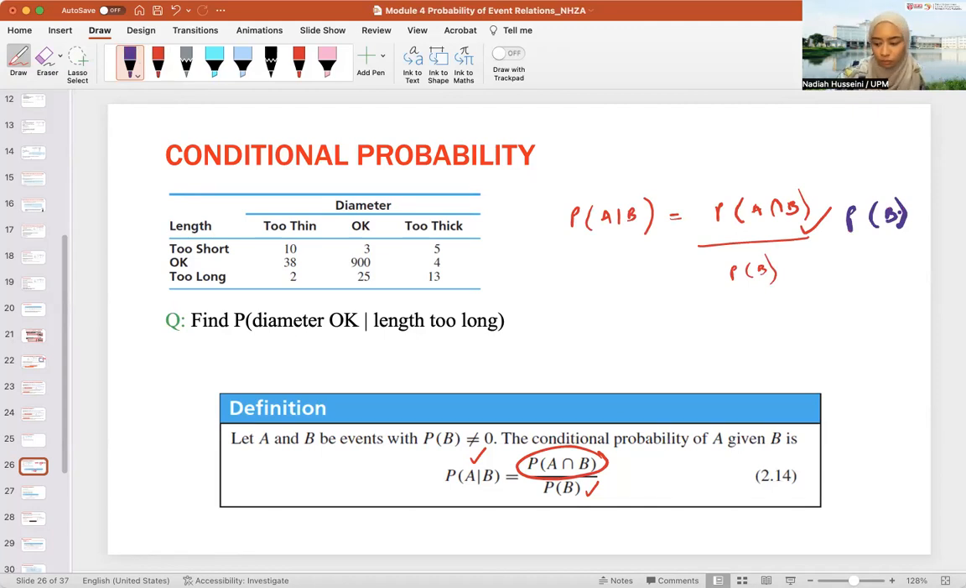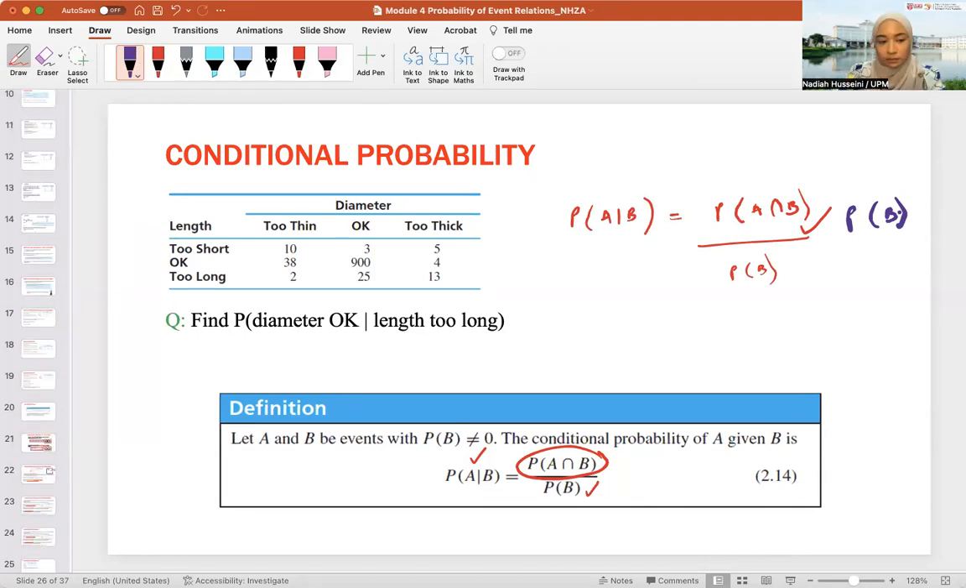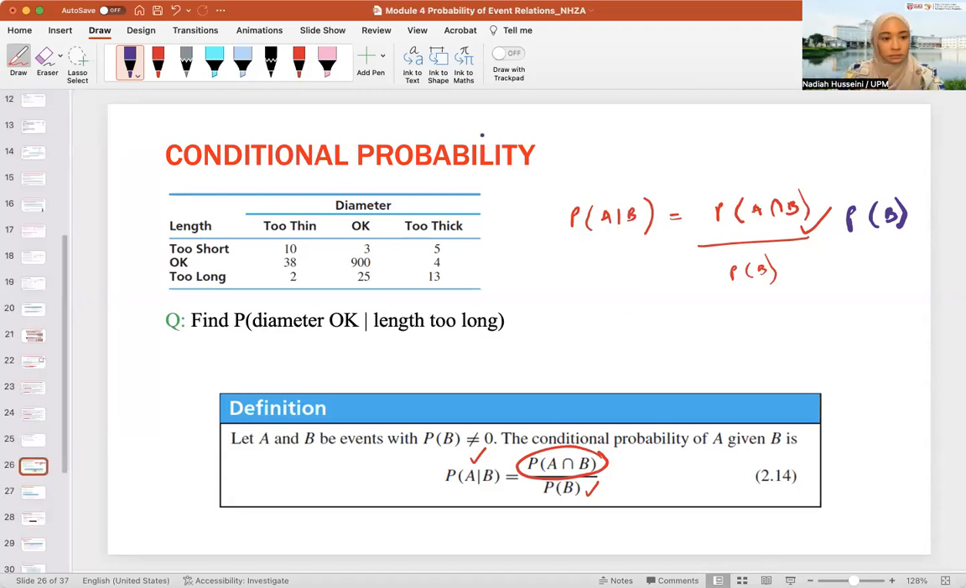Why is my handwriting so bad? I need to make this nicer. Give me a minute. Where's my pen? Oh my God. Let me rewrite this.